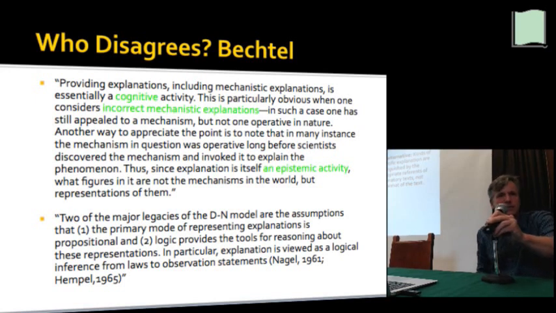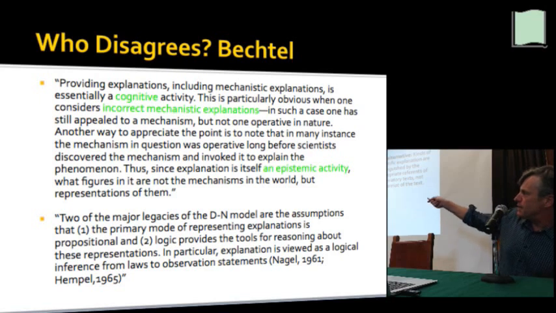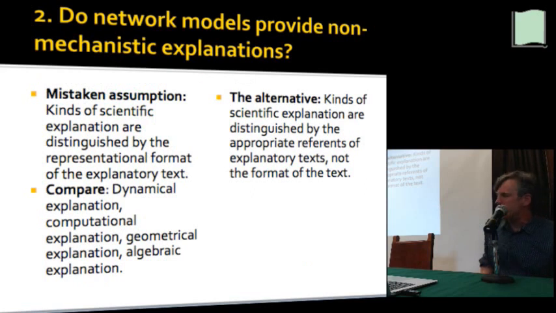I think there's a mistaken assumption here, as I've just indicated, and the mistaken assumption is that kinds of scientific explanations are distinguished from one another by the representational format of the explanatory text. So, often people will ask, are dynamical models mechanistic explanations? Or are geometrical models explanatory in a way that's distinct from mechanistic explanation? Or are there algebraic explanations? And as I just said a second ago, I think these are bad questions.